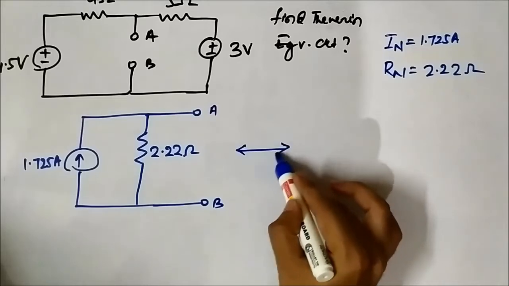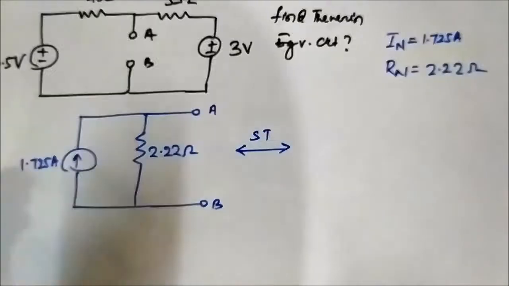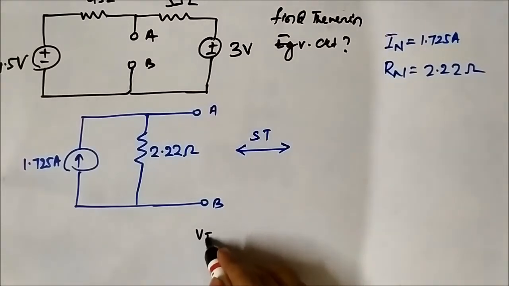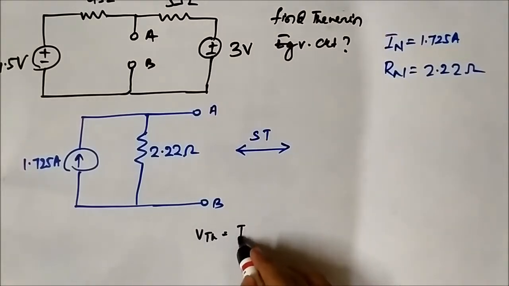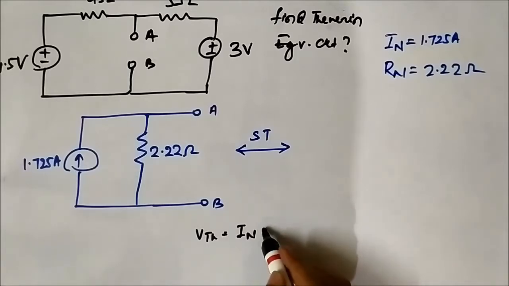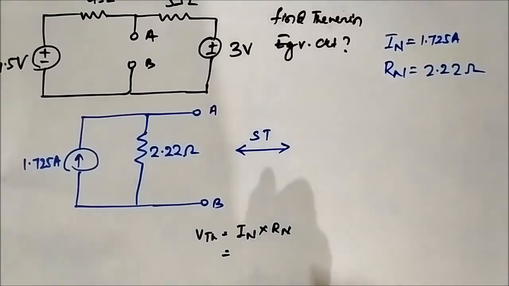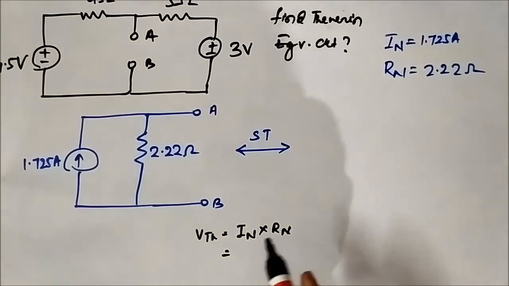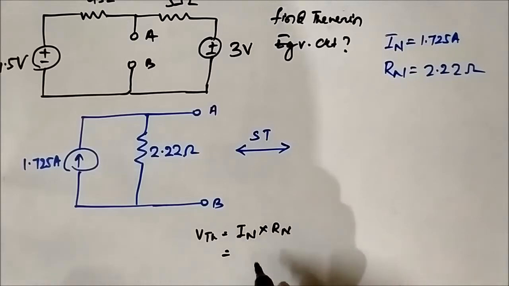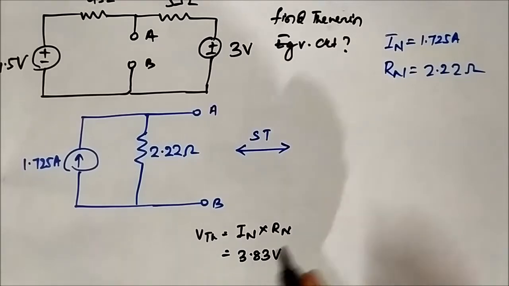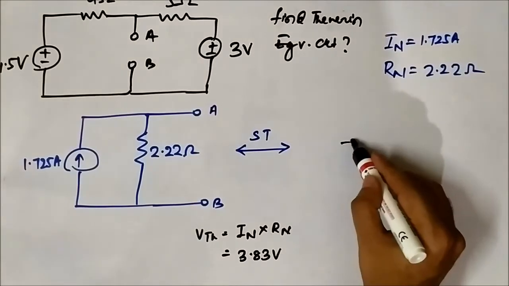From this, applying source transformation, VTH will be IN into Rn, which is 1.725 into 2.22, which is coming around 3.83 volt. So VTH is 3.83 volt.